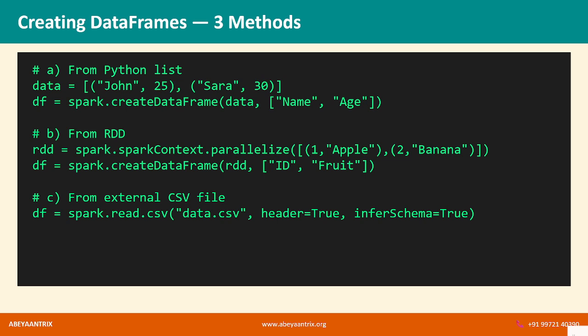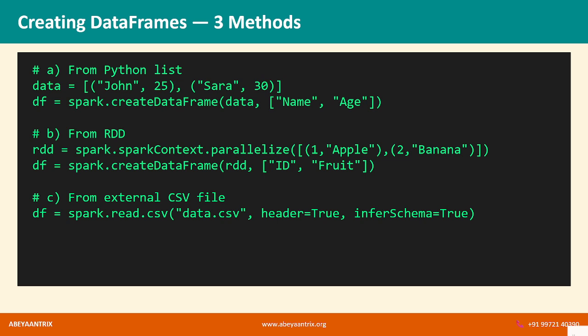However many columns of data you have, that many column names you have to give. Suppose you have one more column: name, age and city. Here you have to specify name, age, city, and give John 25 Bangalore, Sara 30 Davangere, like this. Like this you are going to create a data frame from this raw data. This is the first method. Second method, you can also create the data frame from an RDD.